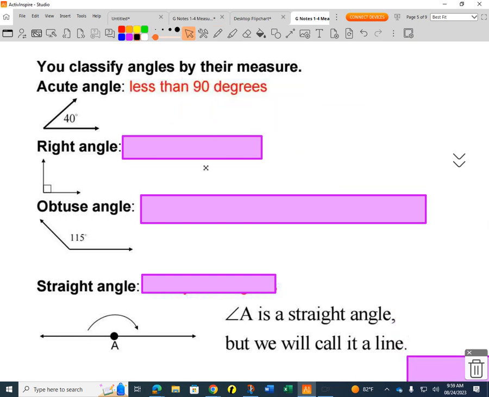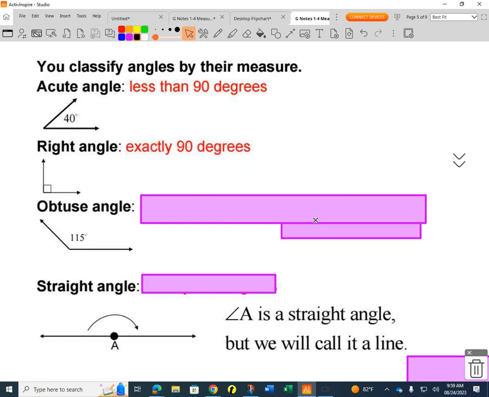What about a right angle? It's exactly 90 degrees. And if you're not familiar, look at this little square here. That means they've told us that's a right angle. That little square in the angle part here tells us it's a right angle. And that means it's exactly 90 degrees.